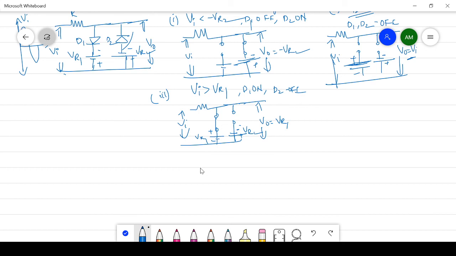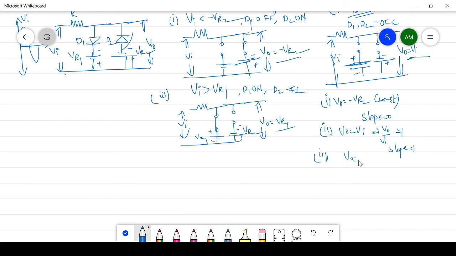From these three equations, called the transfer characteristic equations: from equation 1, V0 is equal to minus VR2, which is a constant, so the slope is 0. The second equation is V0 equal to Vi, so V0 by Vi is equal to 1, then the slope is 1. The third equation is V0 equal to VR1, which is also constant, so the slope is 0.